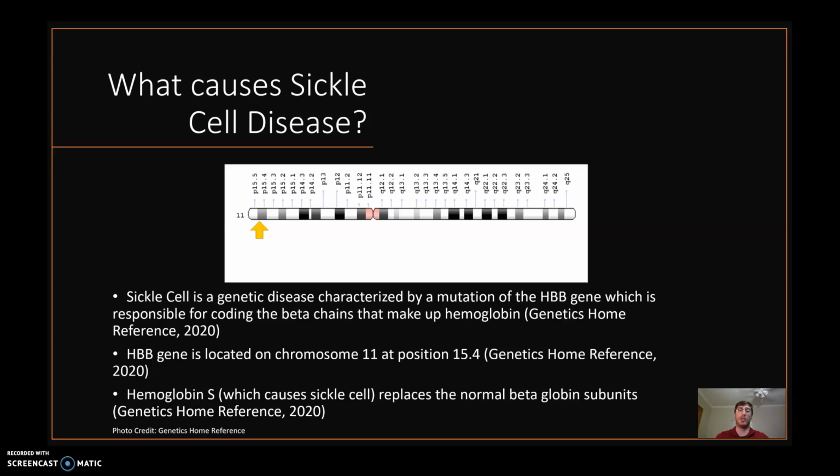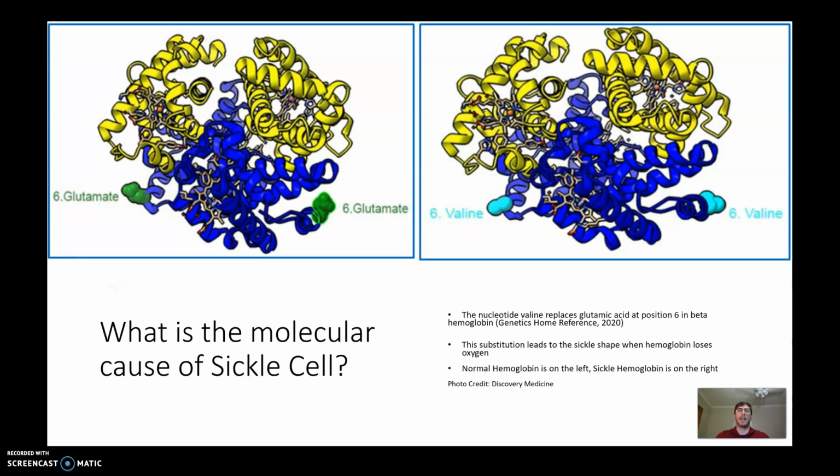Hemoglobin is made up of two different chains, both alpha and beta chains. Sickle cell disease specifically affects the beta chains in hemoglobin. So this gene is located on chromosome 11 at position 15.4. Hemoglobin S, the gene that causes sickle cell disease, replaces the normal beta globin subunits. So what is the molecular cause?